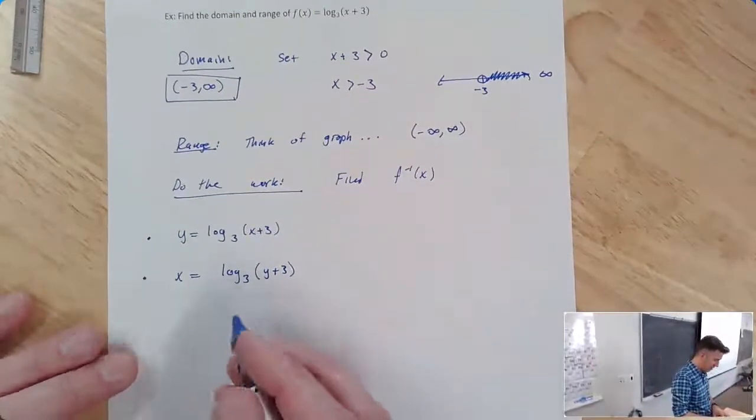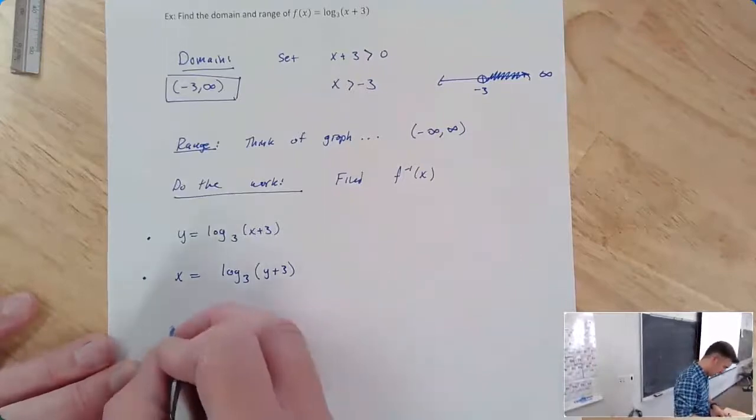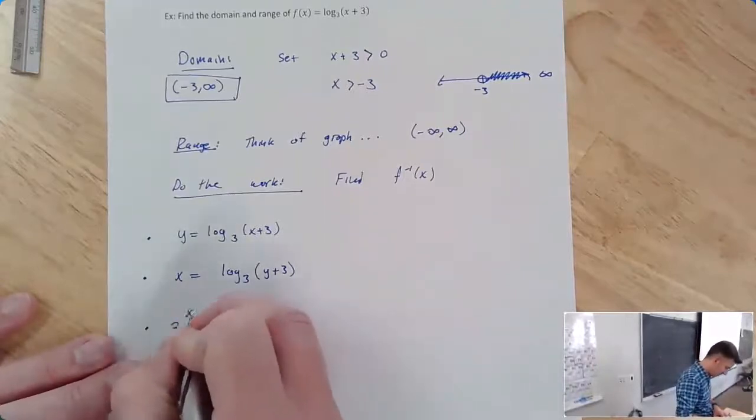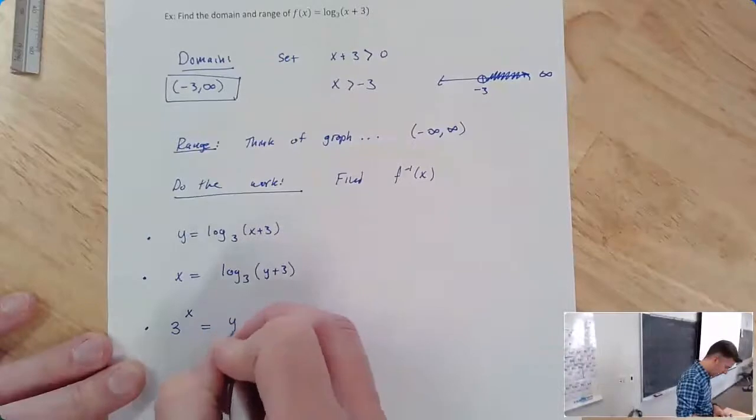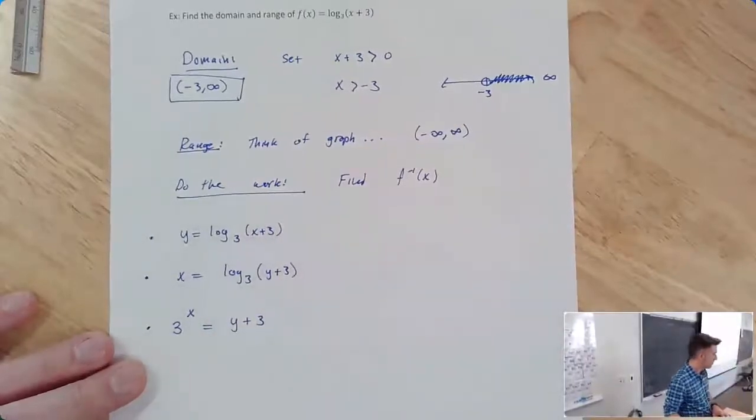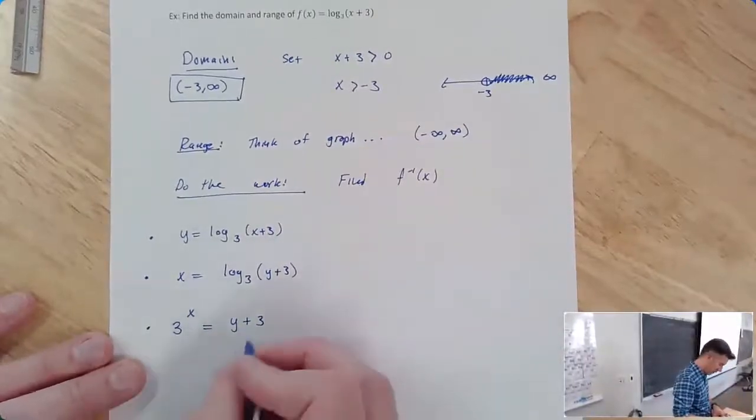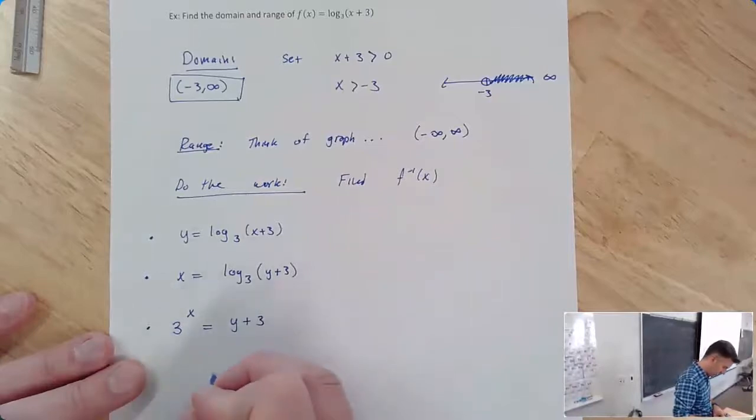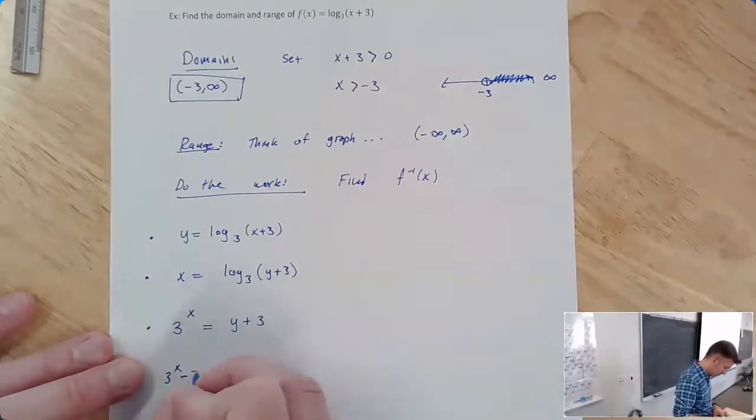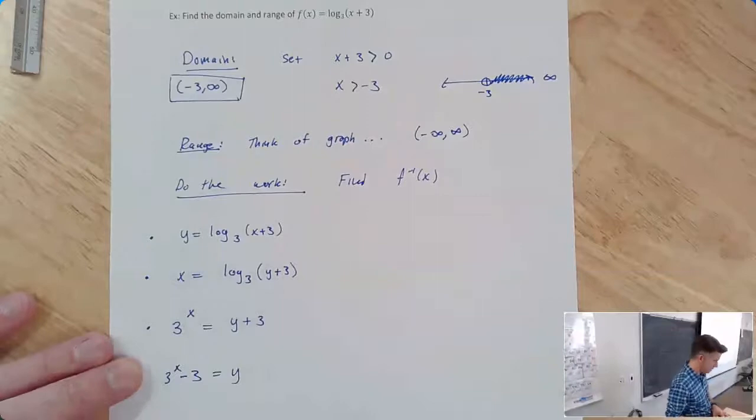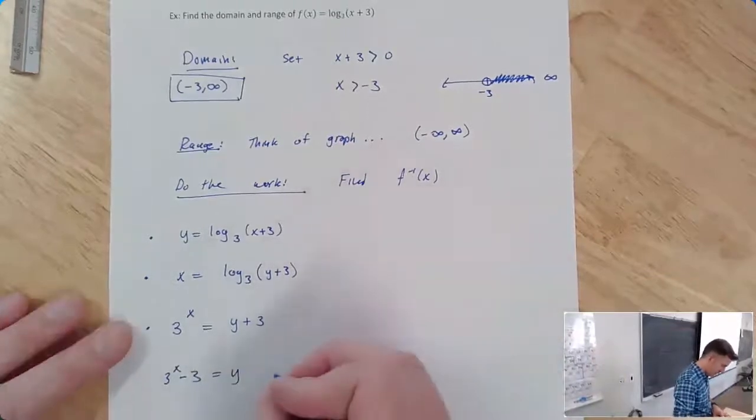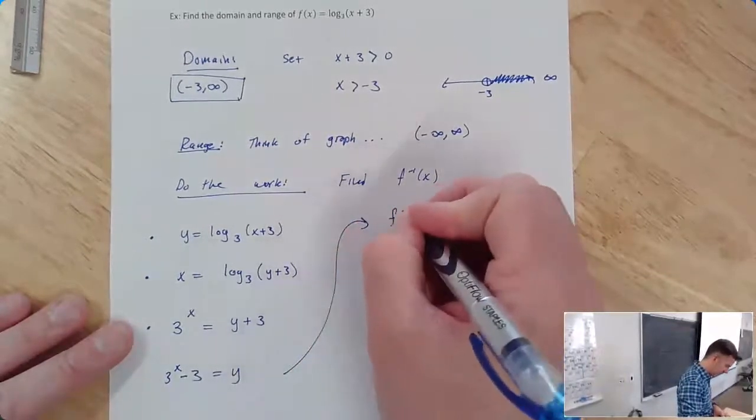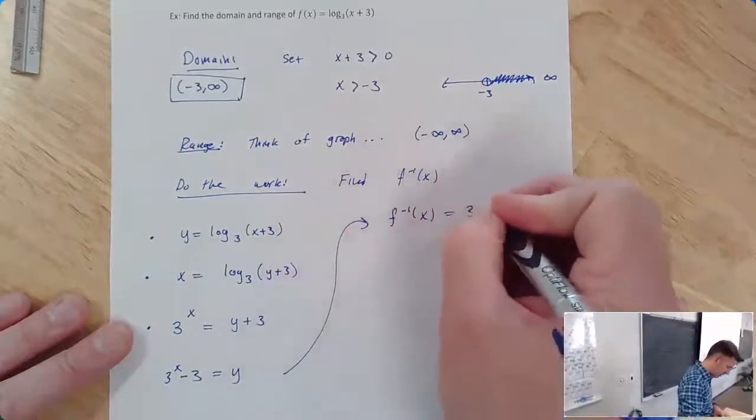So I'm going to rewrite this as an exponential equation. My base is 3, my power is x, and it's equal to y plus 3. Then I'm going to solve for y, and I'm going to get y equal to 3 to the x minus 3. And so if I write my inverse function, I have f inverse of x equal to 3 to the x minus 3.